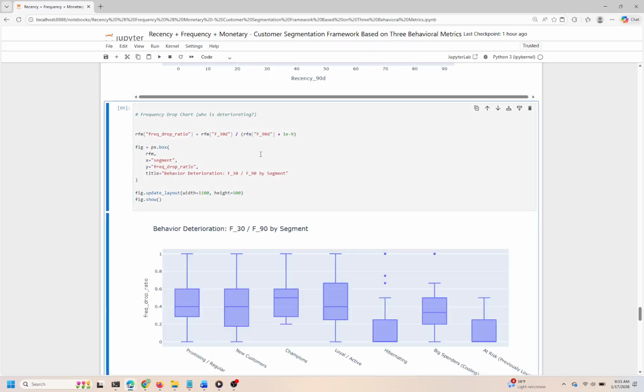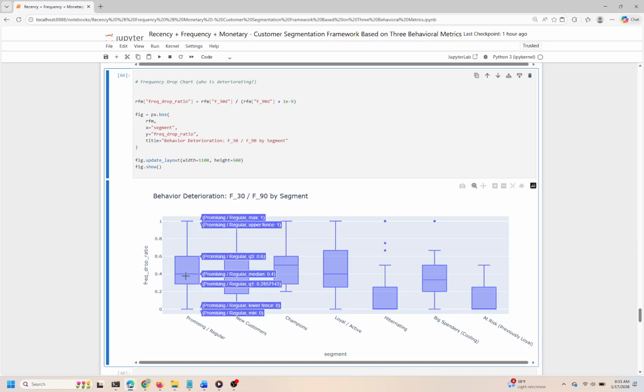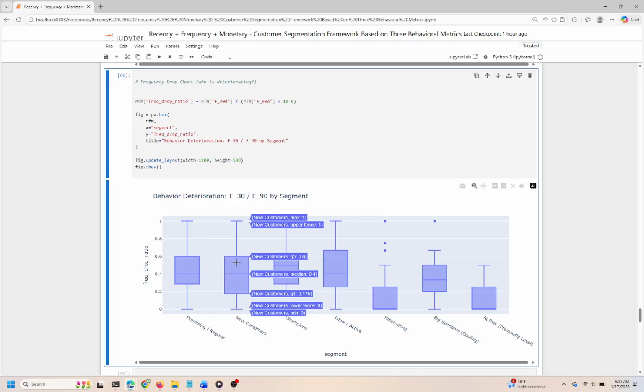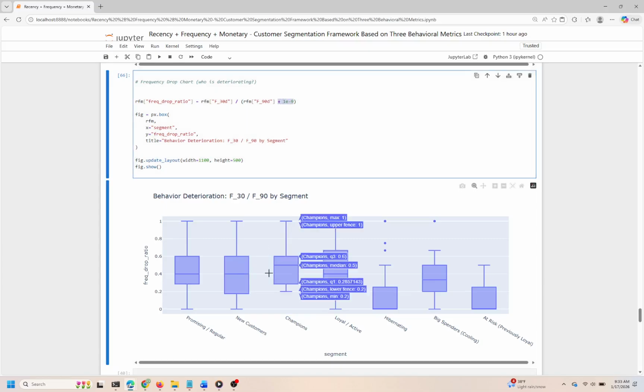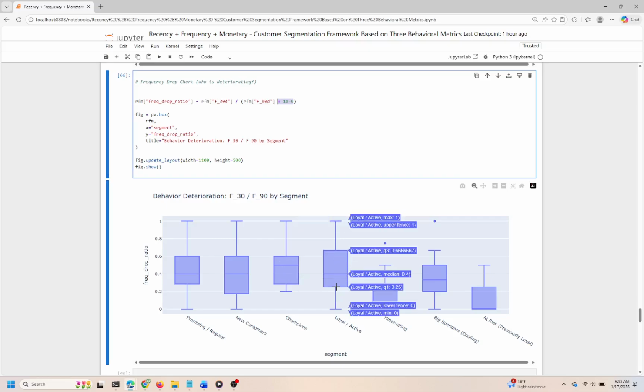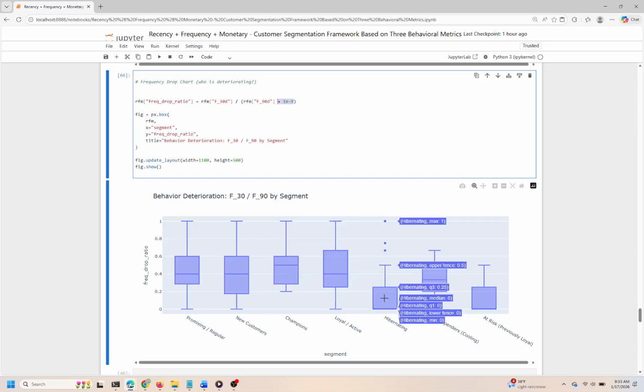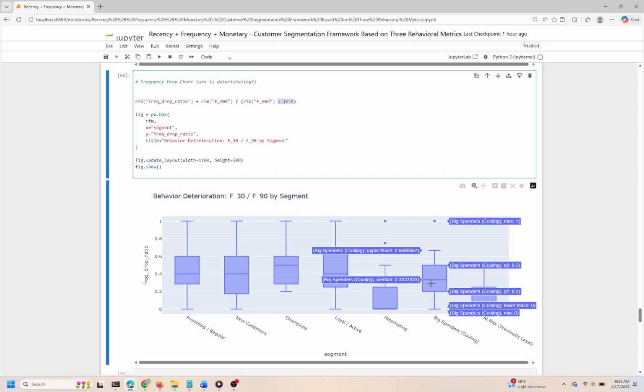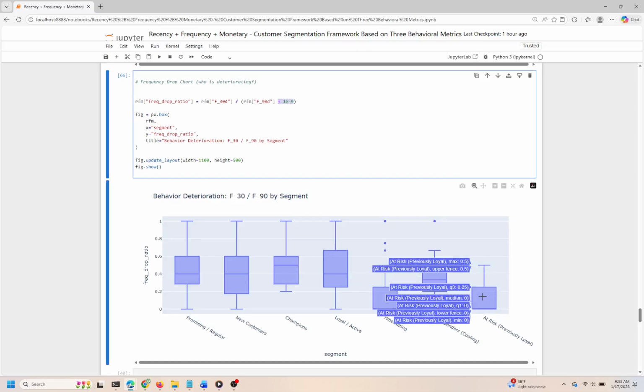To calculate the frequency drop ratio, we take the number of engagements in the last 30 days and divide it by the number of engagements in the last 90 days, with a tiny adjustment added to avoid division by zero. This is a crucial step. The addition of this small value ensures that even if a customer has had no engagement in the previous 90 days, we won't encounter an error in our calculations. The result is a metric that indicates how engagement might be changing by segment.